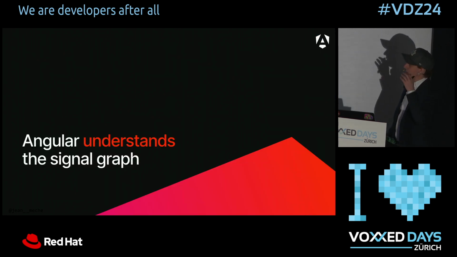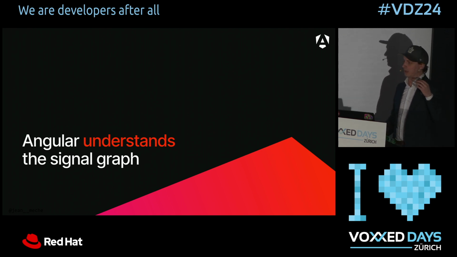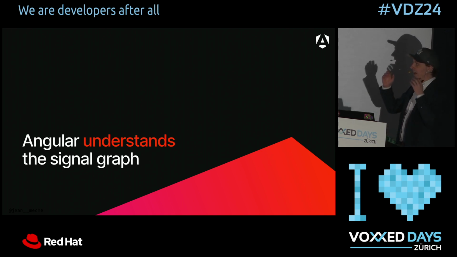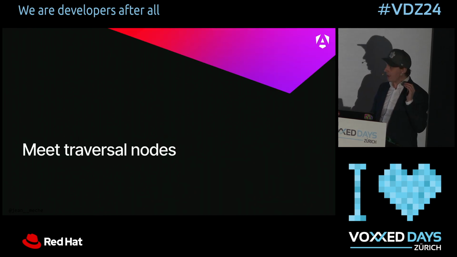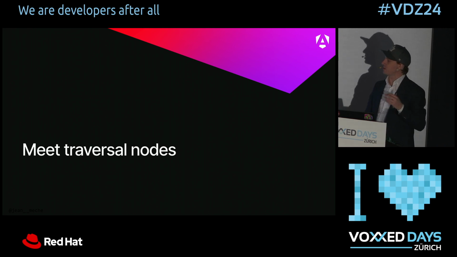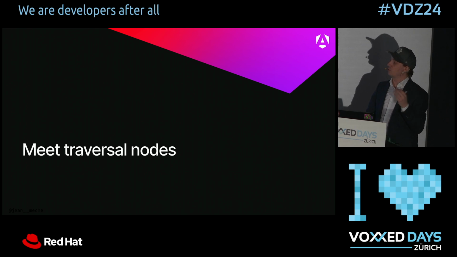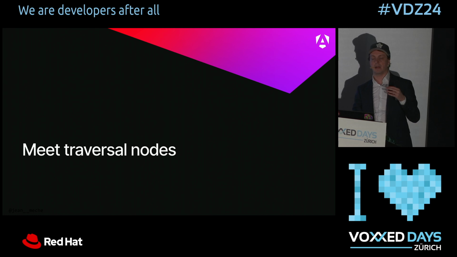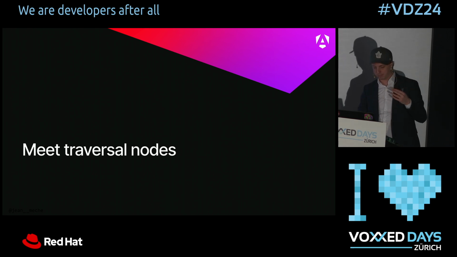So what's interesting here is that with signals, Angular will understand what changes. Angular understands the signal graph. And thanks to this, the framework is able to understand what it will need to change. These are improvements that have been introduced in V17 to improve performance in the change detection process. So meet the traversal nodes.